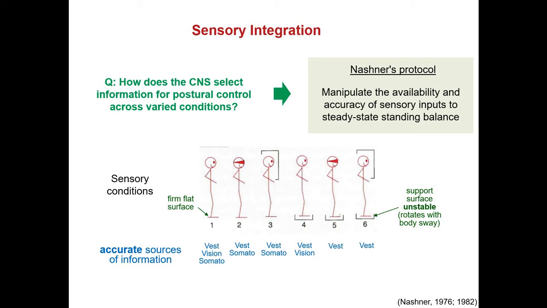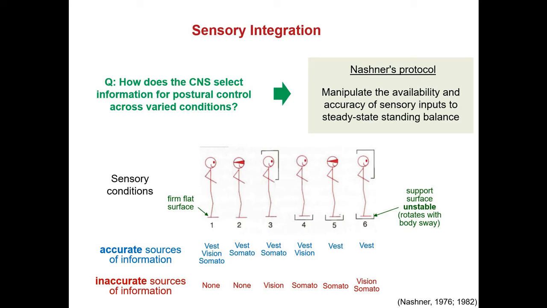We can interpret these conditions with respect to changes in the availability of accurate information about the relationship between the body and the surrounding environment. For example, in condition 1, we have accurate information from the vestibular, visual, and somatosensory systems. In contrast, in condition 6, we only have accurate information from the vestibular system.